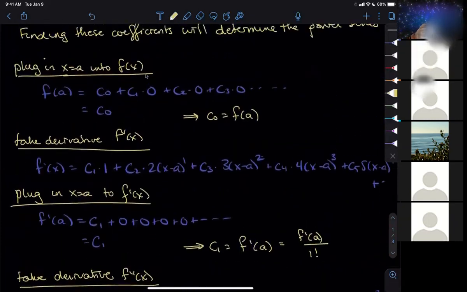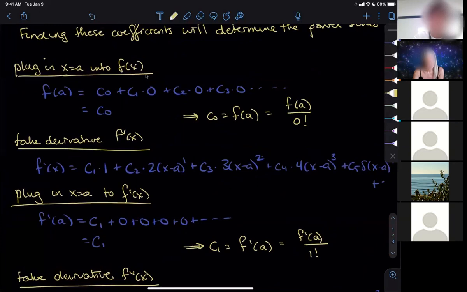Maybe you're worried about this. This is no derivatives, just f of a. You might be like, oh, we can't do that. But 0 factorial is defined to be 1. In some sense, 0 factorial doesn't have any meaning at all. But in order to make formulas look nice, we just say 0 factorial is 1, and then it all works together. Yeah, Diego.